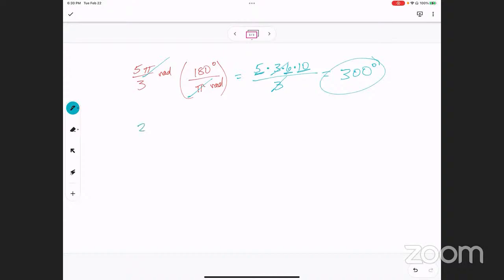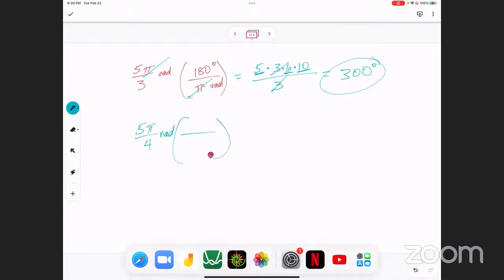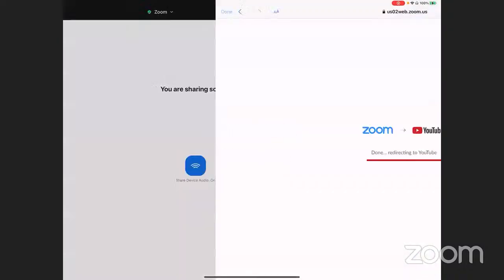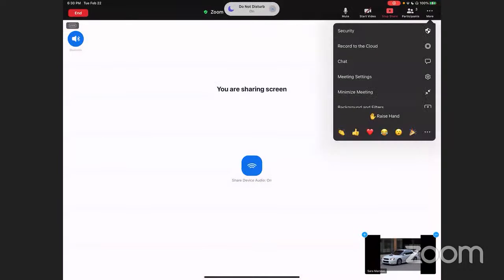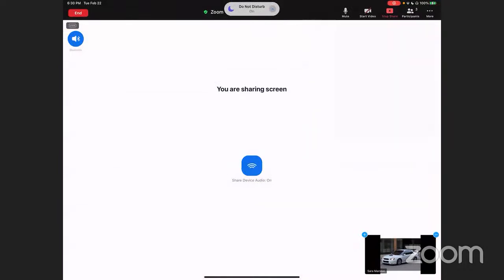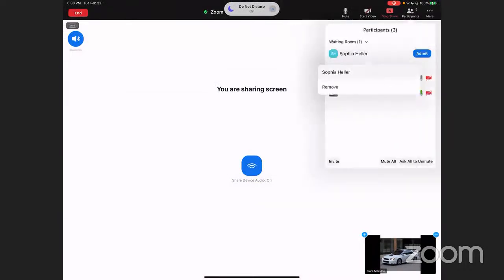You try this one. That's not too bad. How about 5 pi over 4 radians? Show me how many degrees that is. Pi cancels. Then you have 5 times, what times 4 makes 180? 45?